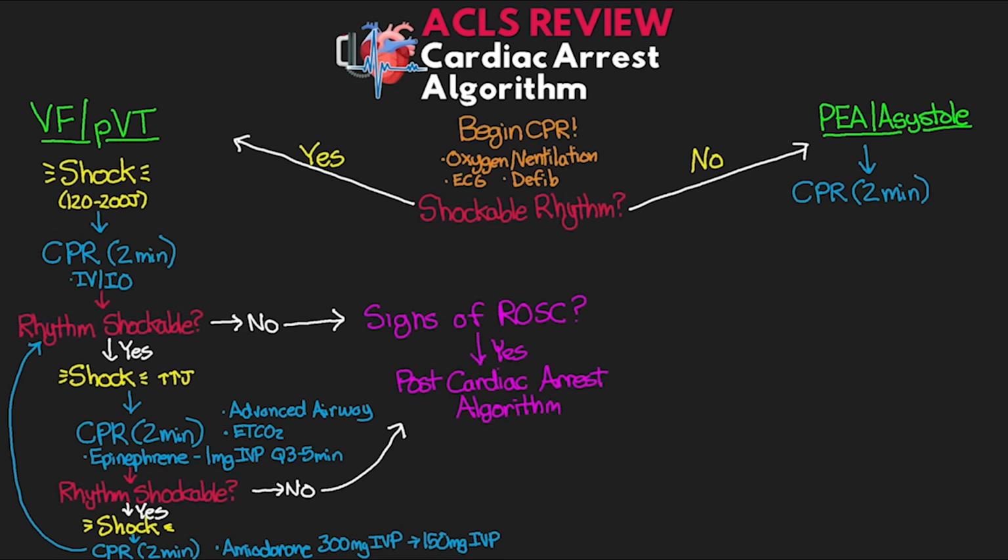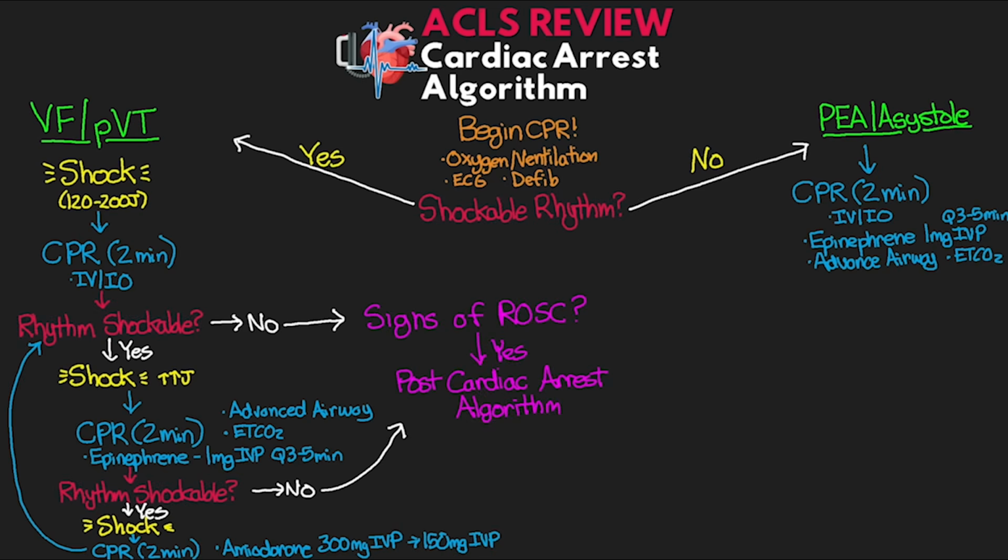Now, just as with the left side, we want to ensure that we do have IV-IO access, and if not, then we want to make sure and get it. Again, if we have the access or you get the access, then we want to give that dose of epinephrine. And again, the dose is the same here, 1 milligram IV push every 3 to 5 minutes. And then we also want to consider that advanced airway and our end tidal CO2 monitoring.